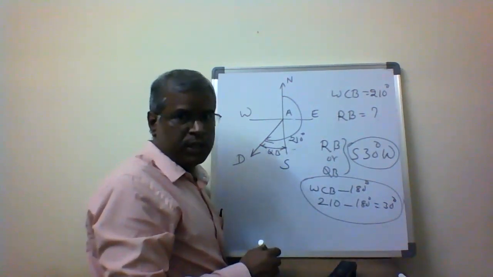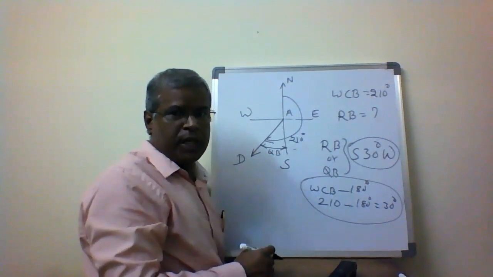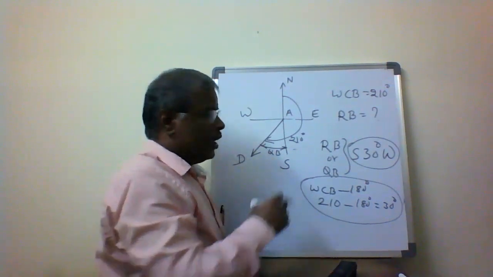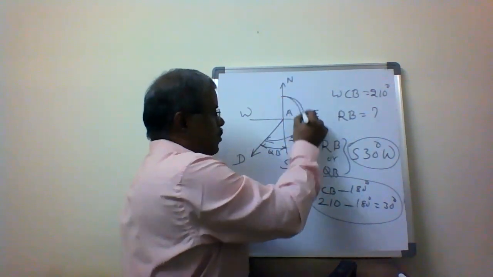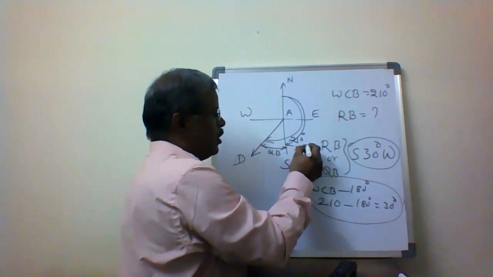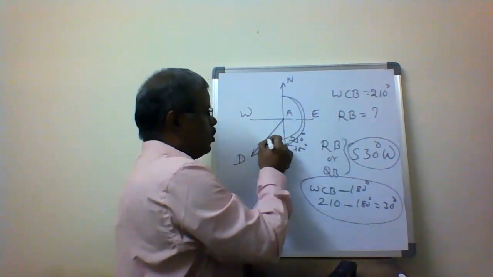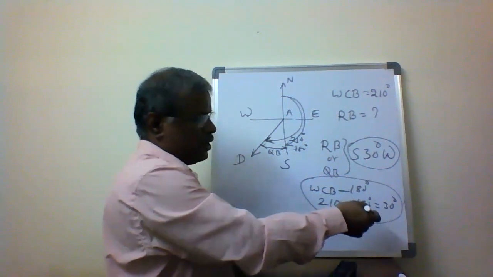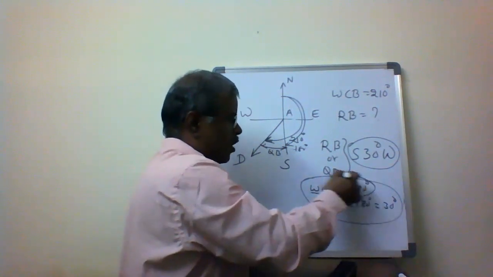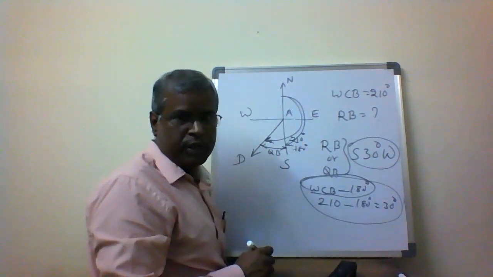WCB minus 180. Geometrically we can calculate it too. From here to here we know it is 180 degrees. From here to here we know it is 210 degrees. So 210 minus 180 degrees, using the equation WCB minus 180 degrees.